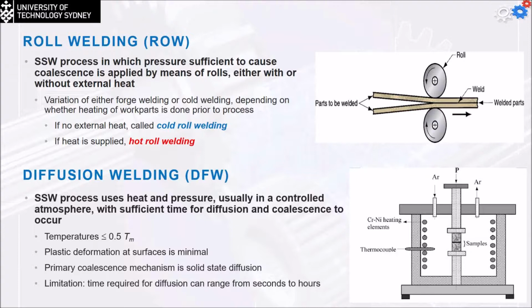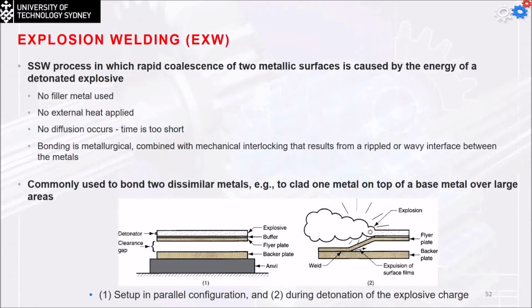We saw the explosion welding. We said we are going to put the explosive on the top of the layers. By exploding that, we are going to have the high impact, which welds the parts together. The rapid collision of the two metallic surfaces is going to be caused by the energy of the detonated explosive. No filler material is used, no external heat applied, no diffusion occurs where the time is too short, and the metallurgical bonding combines with the mechanical interlocking process resulting from the wavy interface between the two metals.